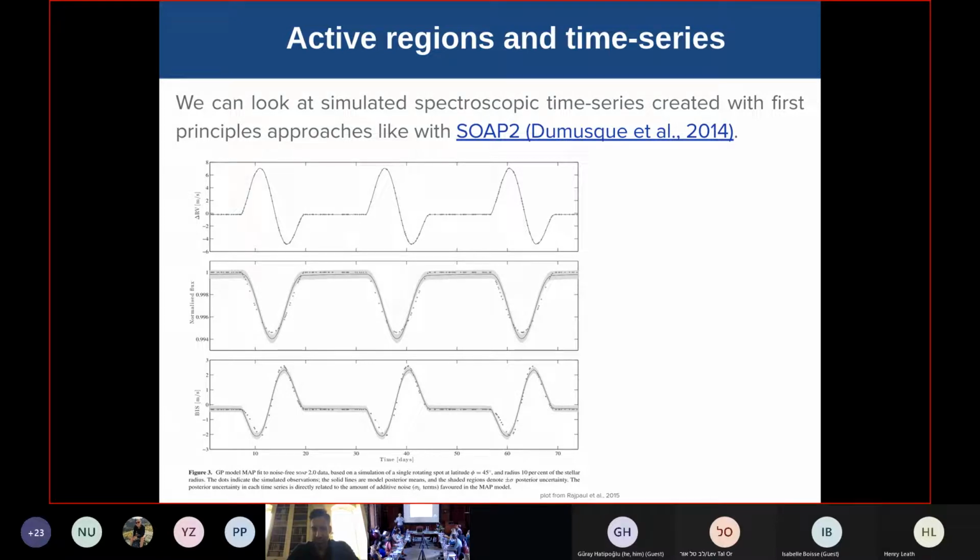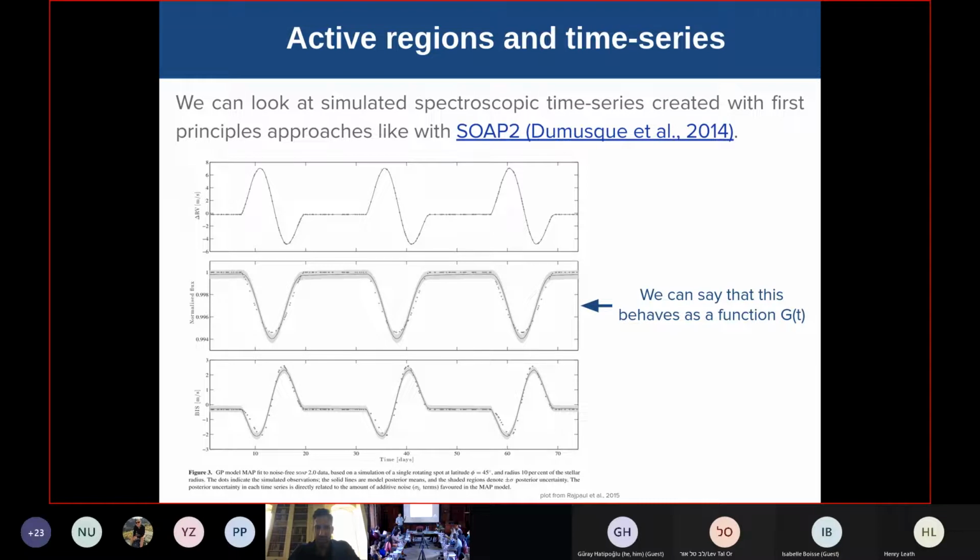And if you look closely at the shapes of these time series, they look totally different. The time series that you're seeing is different in the flux, in the radial velocities, and in the activity indicator. If we look a bit more carefully, we can see that this function behaves as a function that we can call G.